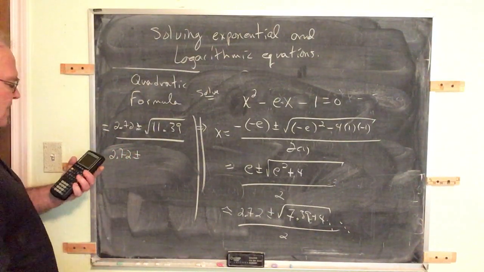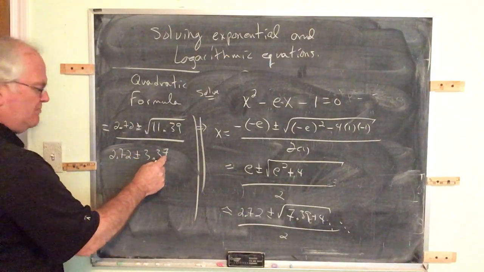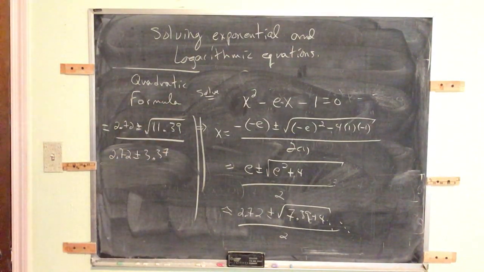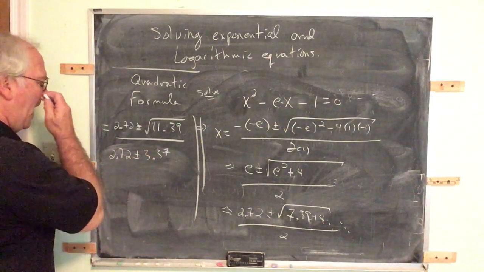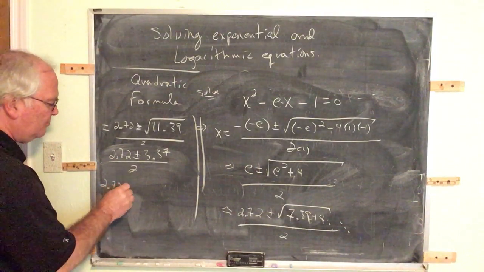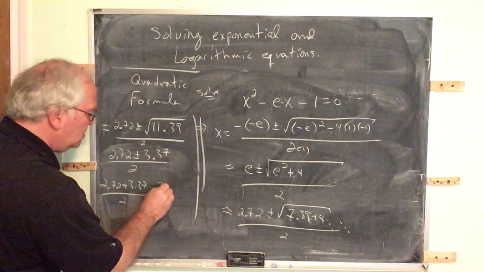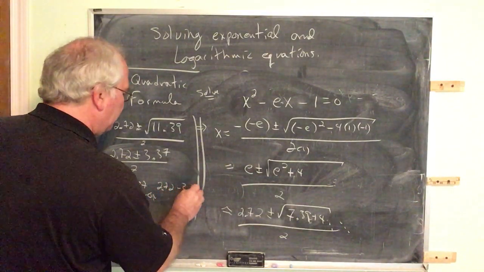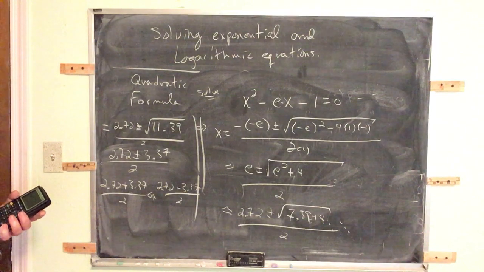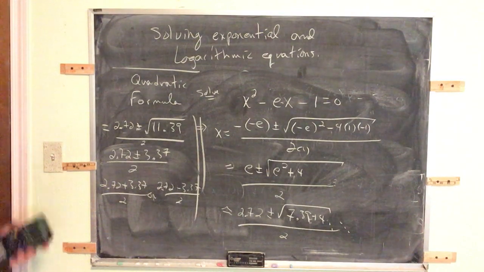again, depending upon where and when you round, is approximately 2.72 plus or minus, I have 3.37. If you have 3.38 or 3.35 or 3.36 or something close, that's okay. I'm not going to be concerned with tiny little round-off differences like that. All over 2. So we have 2.72 plus 3.37 over 2, or 2.72 minus 3.37 over 2. And you compute the plus and the minus. So if I add 2.72 and divide the 2 out, that gives me approximately 3.05.